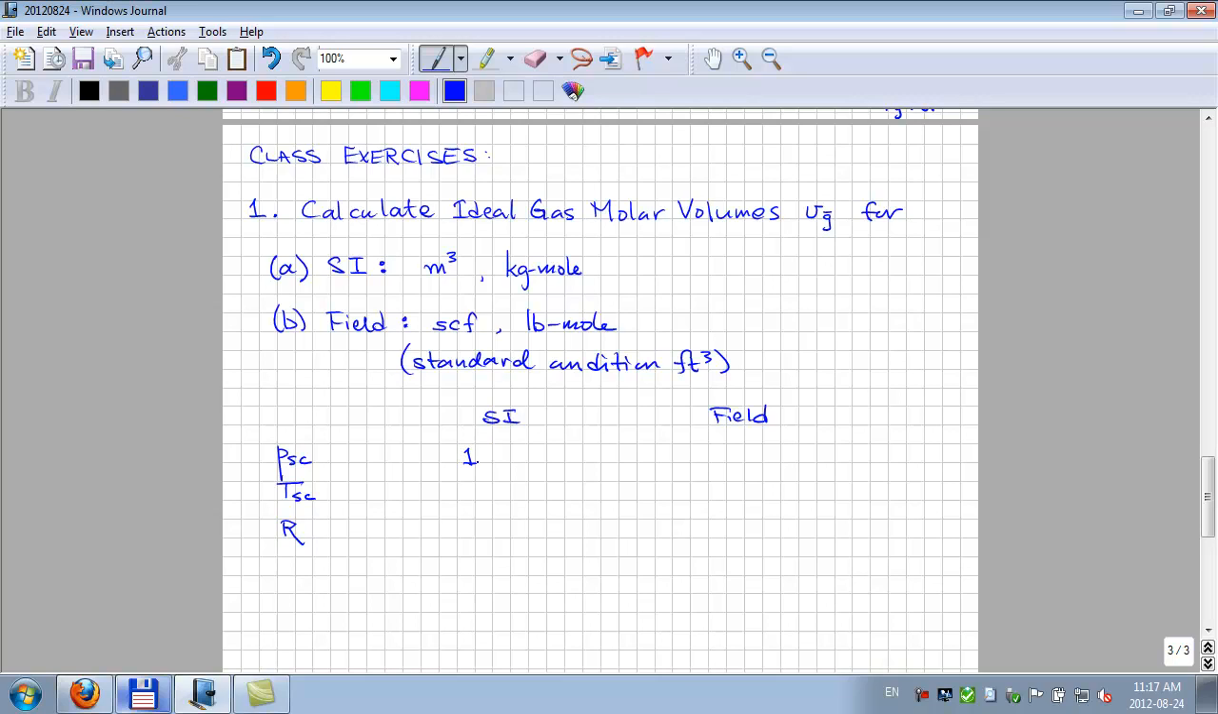This is 1.0135 bar. This is 14.696 PSI absolute. This is 15.56 degrees C. I'll have to convert that to Kelvin. This is 60 degrees Fahrenheit, and you'll have to convert that to degrees Rankine.